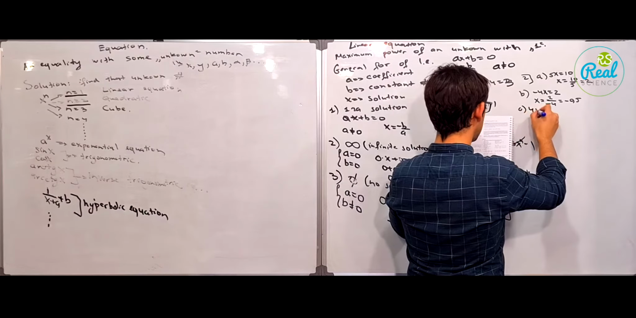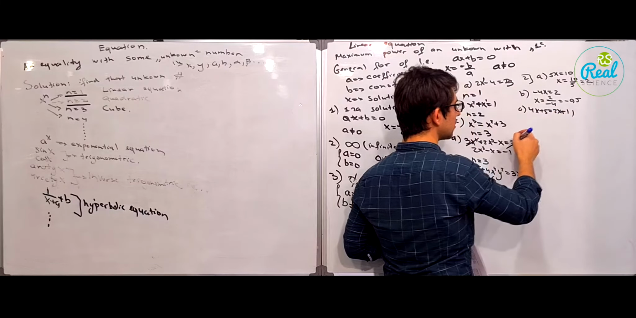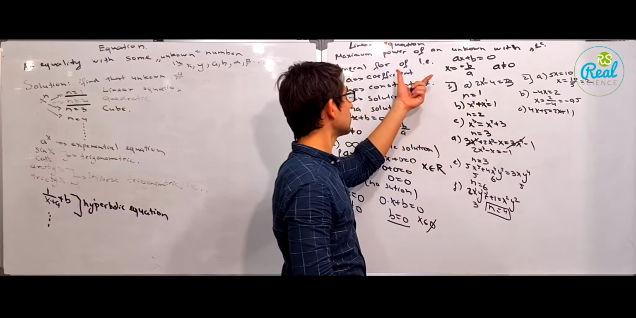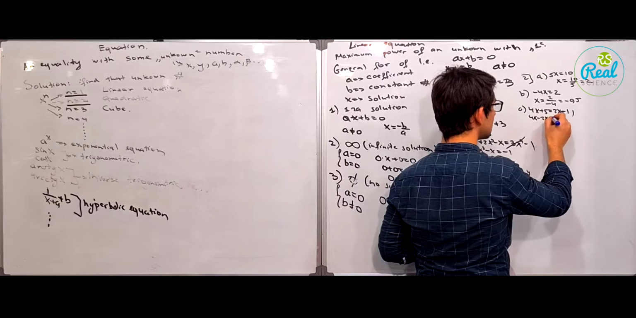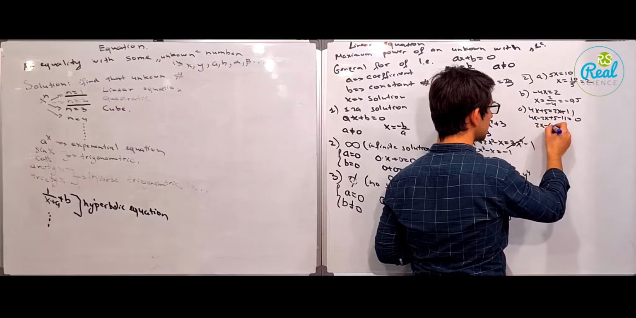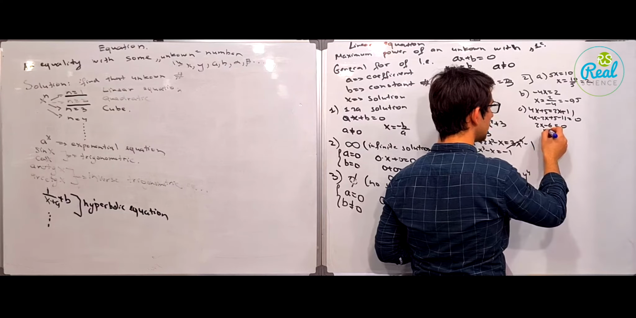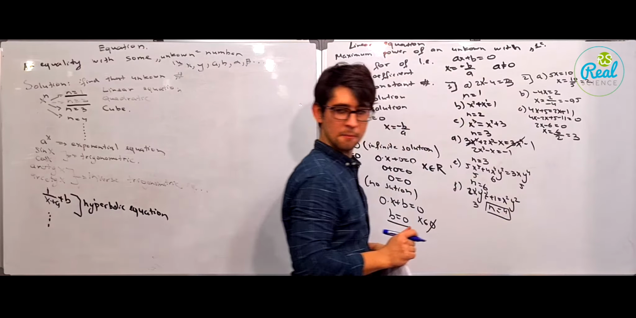4x plus 5 equals 2x plus 11. So you bring it to its general form, right? Like this. So 4x minus 2x plus 5 minus 11 equals 0, right? 2x minus 6 equals 0. To find x, you divide 6 by 2 and it's equal to 3.